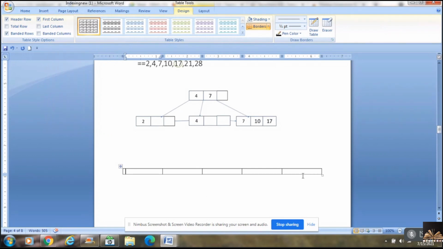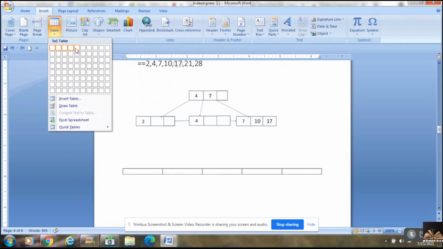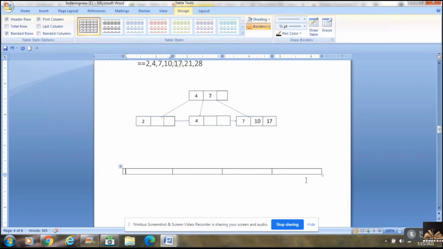So this is my extra field. This is extra because it is of only 3 keys. Sorry, taken 5. So this is an extra field. Talking about this particular node, 7, 10, 17. Now here, I have to insert 21 over here.